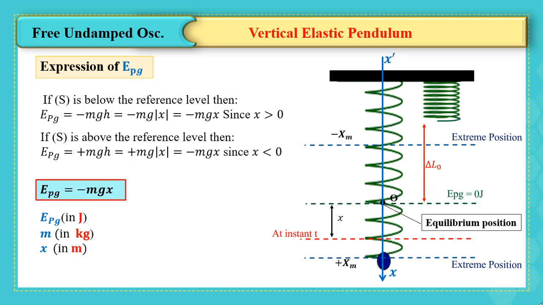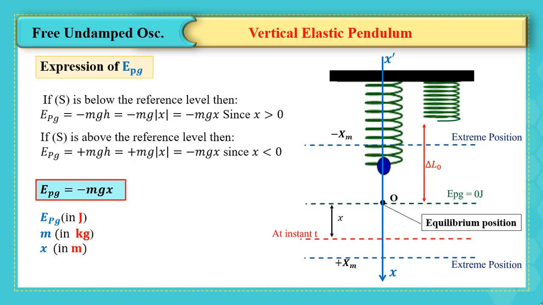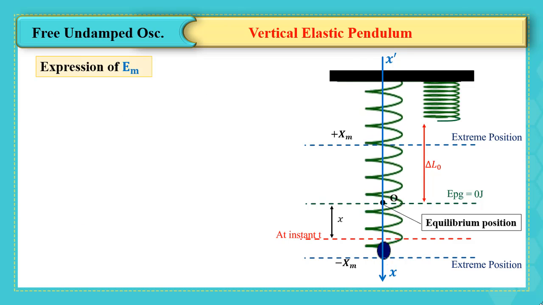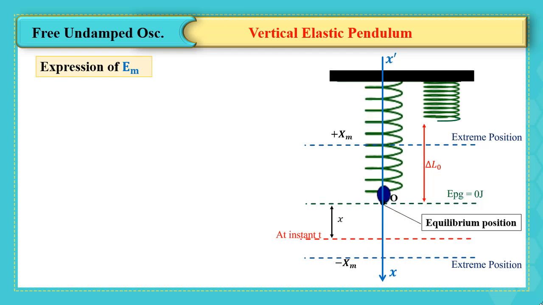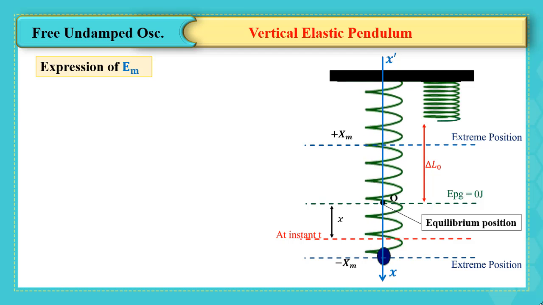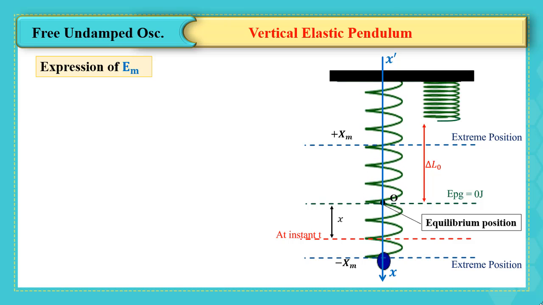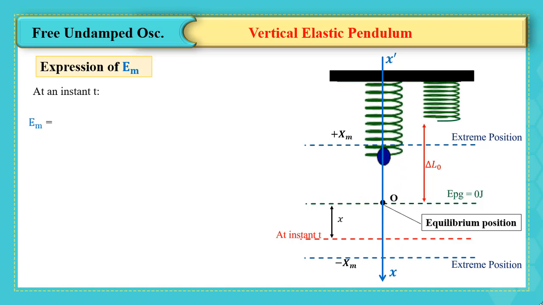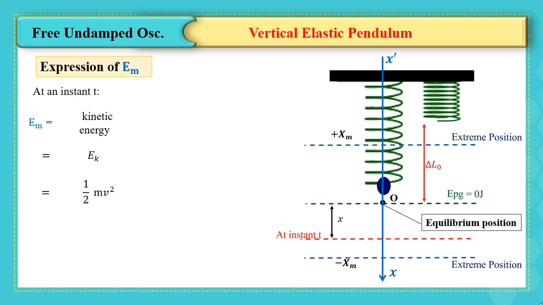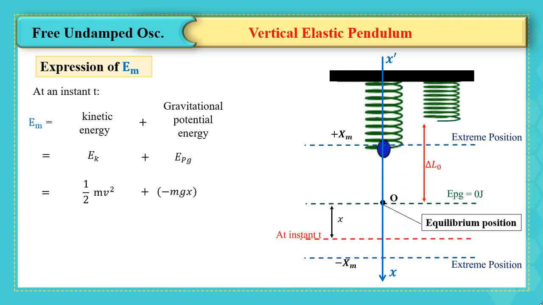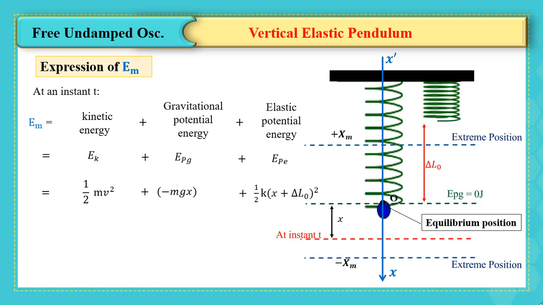Finally, what is the expression of the mechanical energy at any instant? Before we answer, please keep in mind that at any time t, the abscissa of the center of mass G is the algebraic measure x, and its velocity is an algebraic measure v, which is dx by dt. Now, the mechanical energy is written as kinetic energy, half mv squared, plus the gravitational potential energy, which is minus mgx, plus the elastic potential energy, which is half k into x plus delta L0 squared.